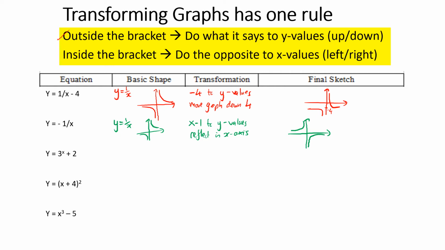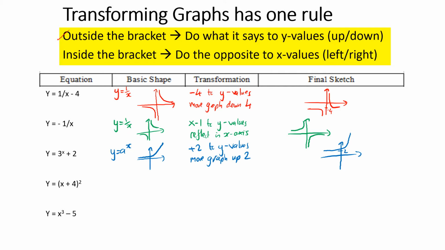What about the third one? That's an exponential graph to start with. Looks something like that. There's a plus 2 outside the bracket, so we'll do exactly what it says. We'll plus 2 to the y values. What is that going to do? It's going to move the graph up by 2. What would that mean we have? It means we have a graph that starts a little bit higher.